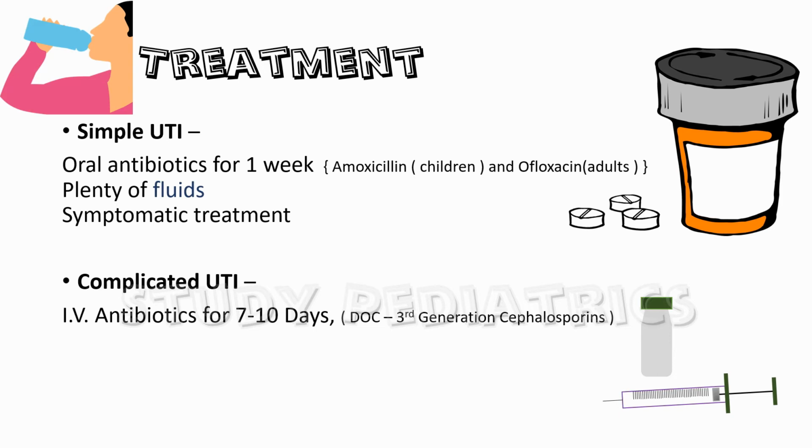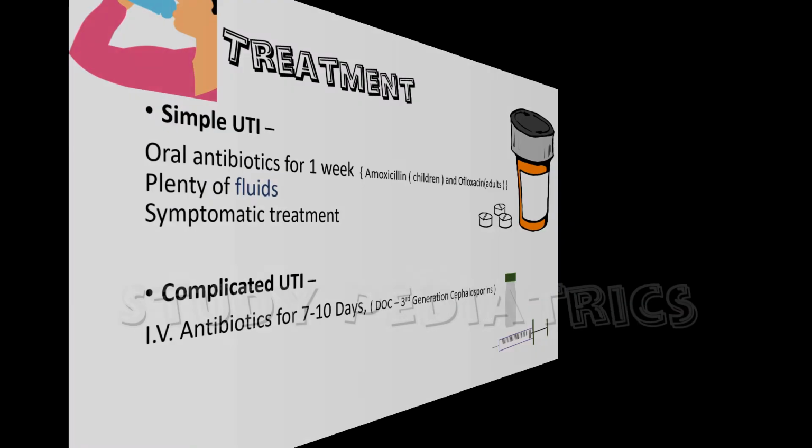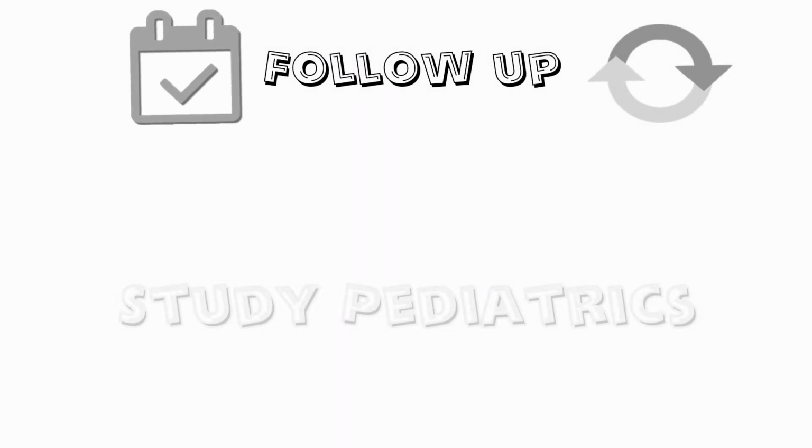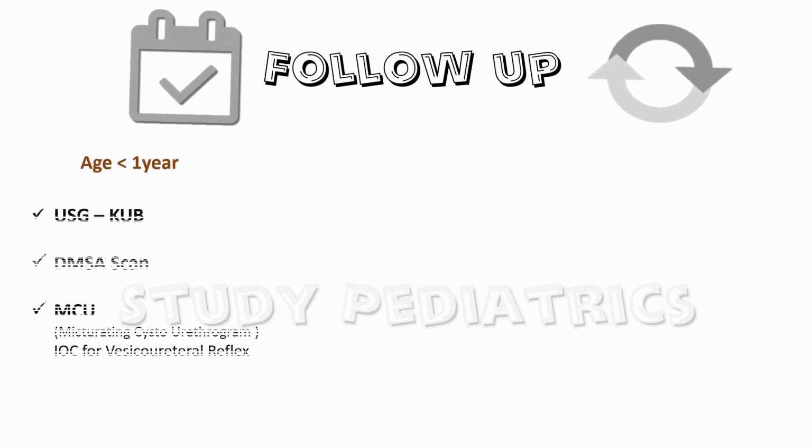As the UTI may be recurrent, hence another important thing in the management of UTI is the follow-up. Let's see the follow-up. The follow-up is based upon the age of child. If the age is less than 1 year, then we do USG-KUB, DMSA, and we also perform the MCU, that is micturating cystourethrogram, which tells about any vesico-ureteric reflux.